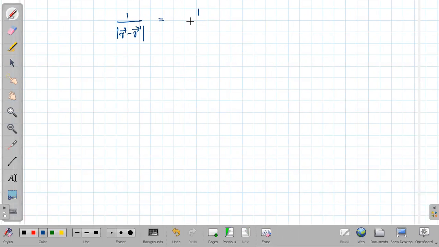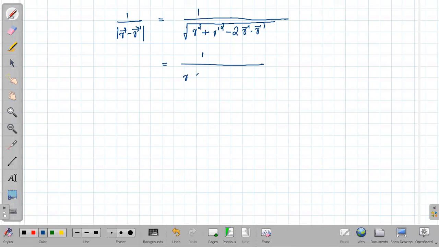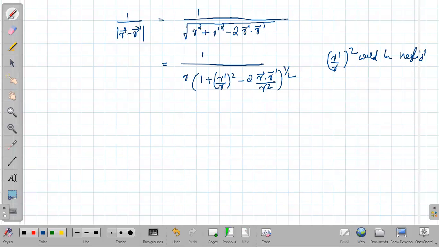Now similarly, in the asymptotic limit, we can rewrite 1 by modulus of r minus r prime also. So 1 upon modulus of r minus r prime becomes 1 upon square root of r square plus r prime square minus 2 r dot r prime. So this becomes 1 upon r times 1 plus r prime by r square minus 2 r dot r prime by r square, all raised to 1 by 2. Here we have the same condition, that r prime by r square would be negligible in asymptotic limit, which is r much greater than r prime.